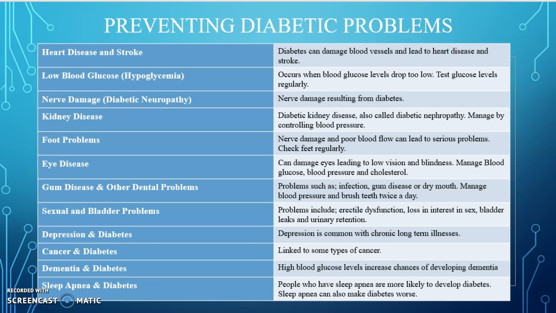Uncontrolled diabetes can result in a number of issues. Many are found on this chart. Examples include heart disease and stroke, both of which are related to increased risk of plaque buildup, nerve damage, which in diabetics is known as diabetic neuropathy, kidney disease, foot and skin issues. Many uncontrolled diabetics have toes and feet amputated, and eye disease like cataracts.